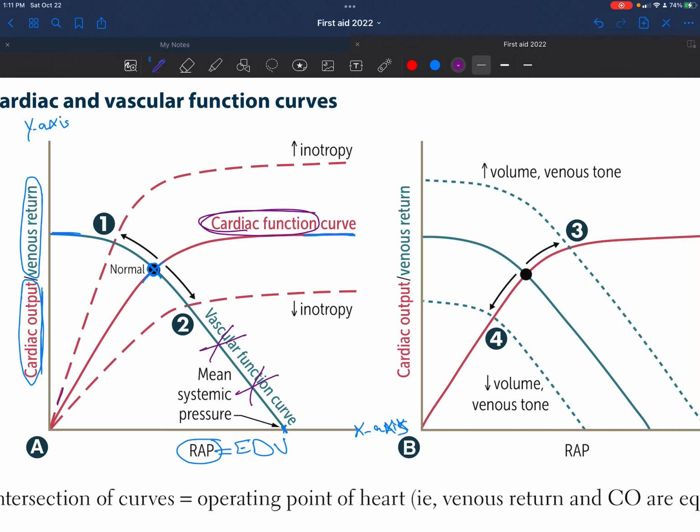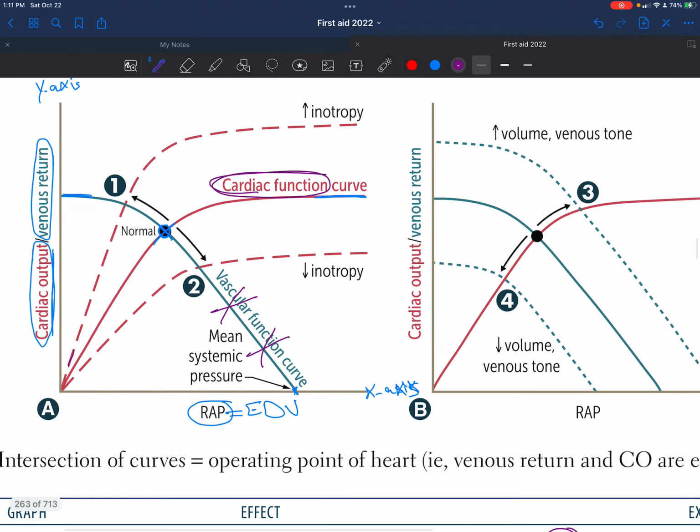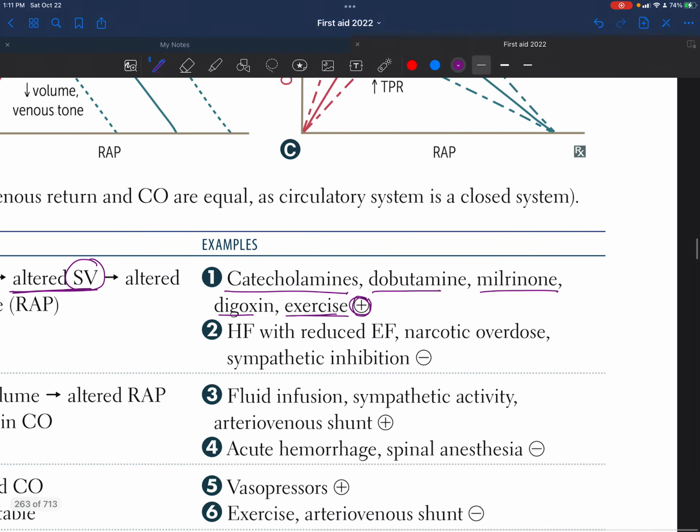We're not changing anything with the vessels. We're only changing the cardiac function curve. So if we are increasing the inotropy, of course the cardiac function curve is going to move upward. This is only a change in the cardiac function.